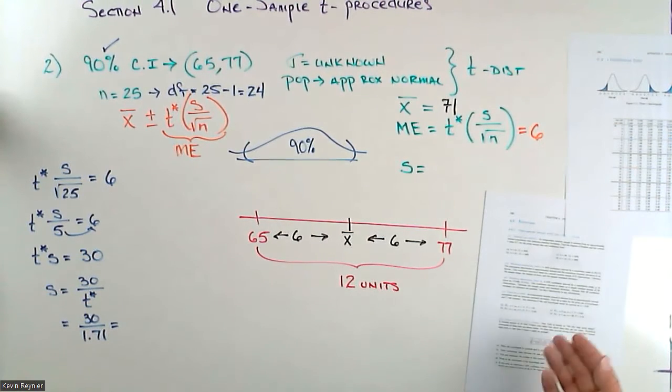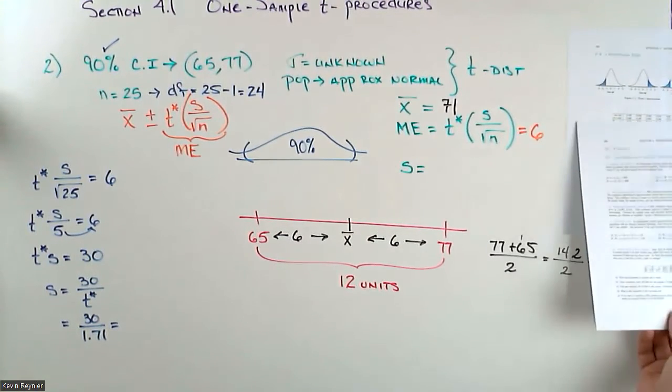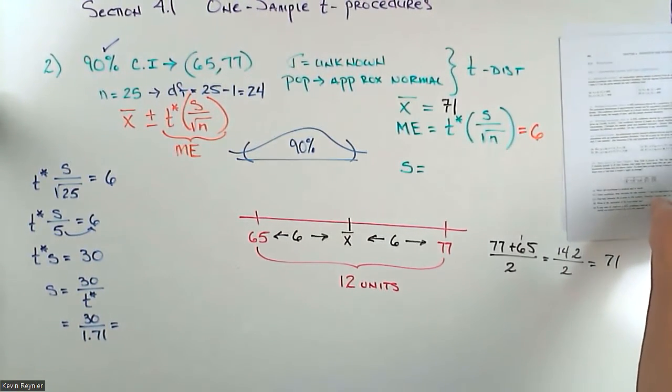So they also asked us to do problem 3. Problem 3 is very similar to problem 2, so I'm not going to work on that one. Then they asked us to do problem 4. Now, problem 4 is how to find a p-value with our t-table.